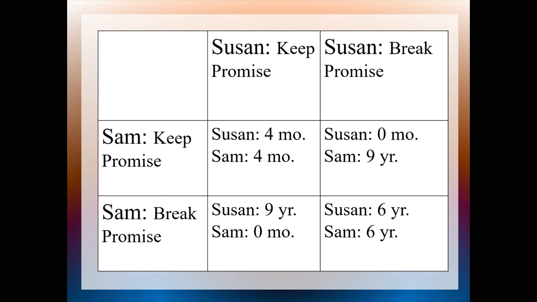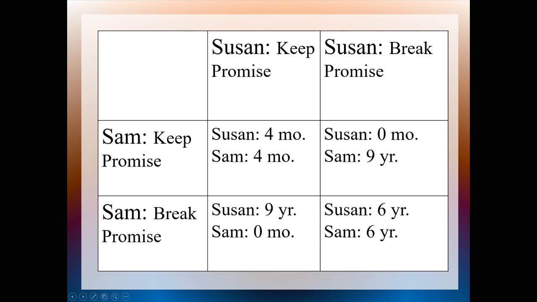So here's what happens. If Susan keeps her promise and does not say anything, and Sam keeps his promise, the longest that they can be imprisoned is 4 months. If Susan breaks her promise and Sam keeps his promise, then Susan will immediately be freed and Sam will have 9 years in jail. If Sam breaks his promise and Susan keeps her promise, same thing: 9 years in jail for Susan, and Sam will immediately go free. If they both rat on each other, then they both get 6 years in prison.